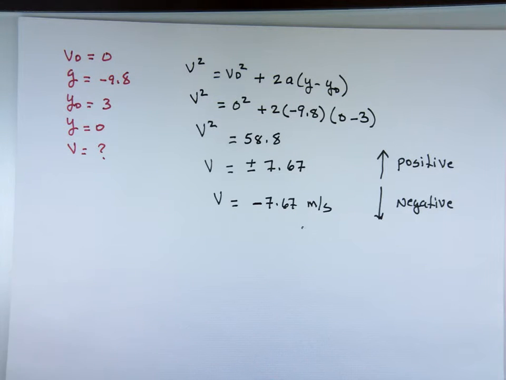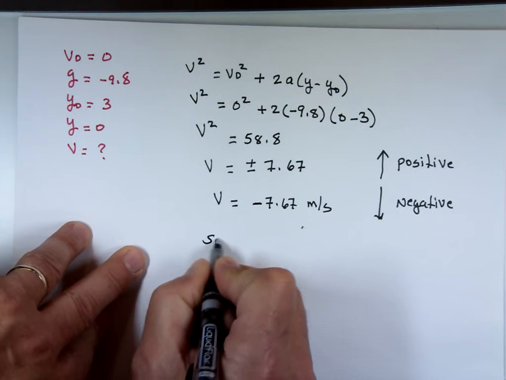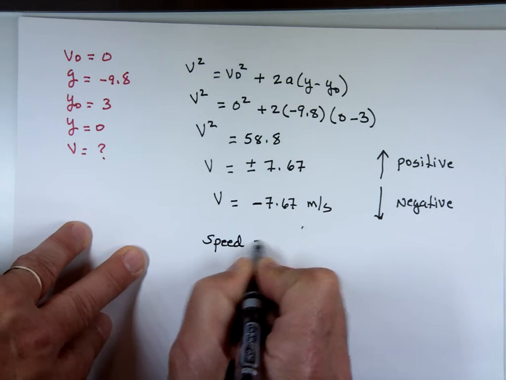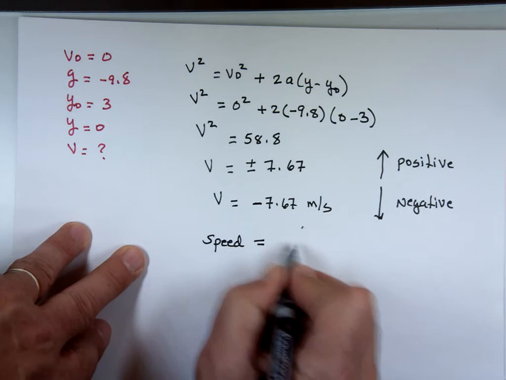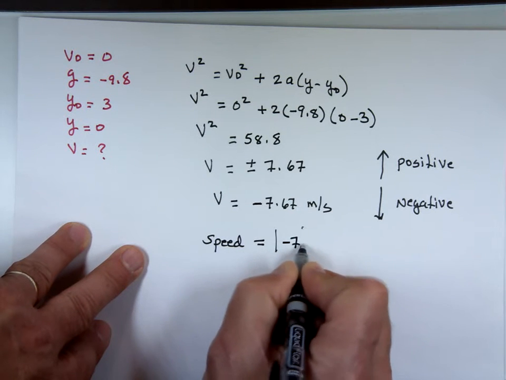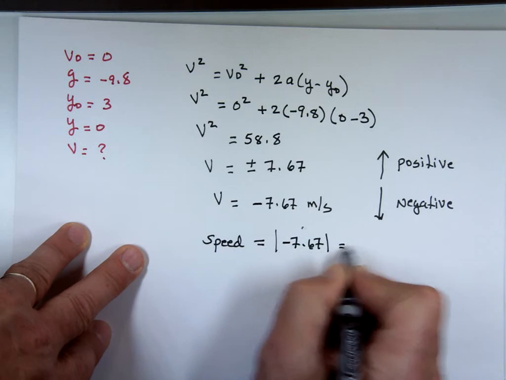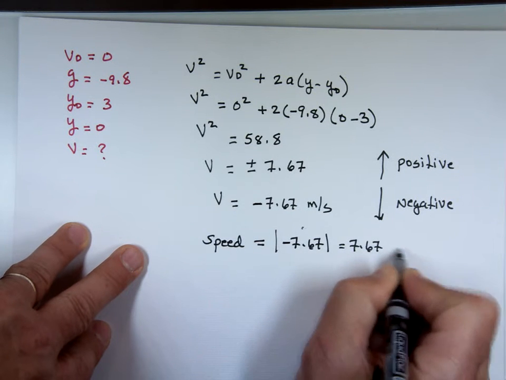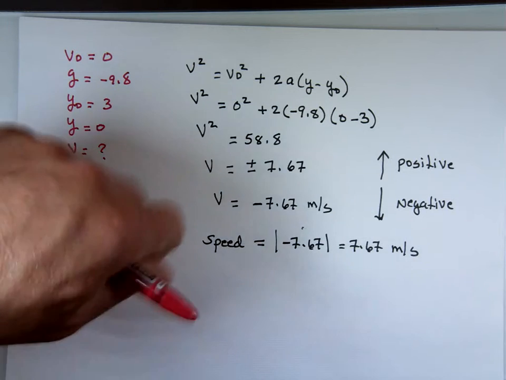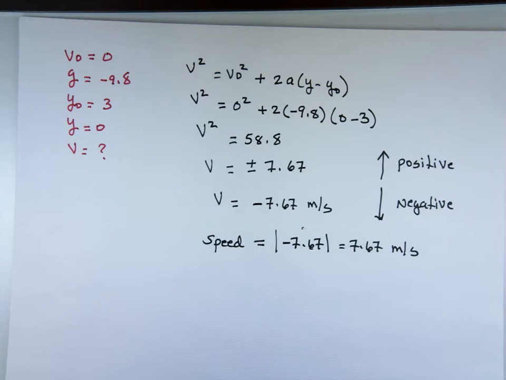What is the person's speed on entering the water? The speed does not have a plus or a minus, not a vector. We're looking for the magnitude of that number, the absolute value. What's the absolute value of negative 7.67? 7.67 meters per second. So be careful if the question says speed versus velocity. Velocity, you're going to write negative 7.67. Speed, you're going to write 7.67, not a negative.